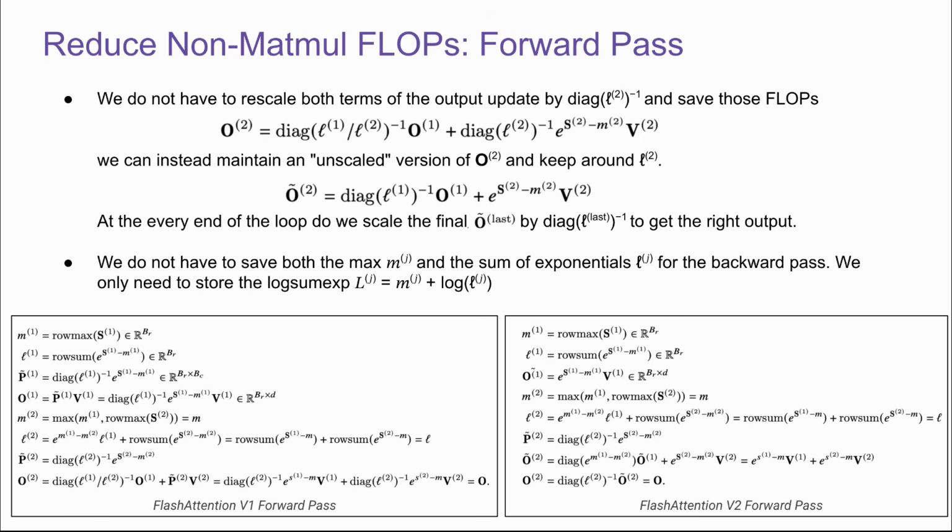simplify the rescale. So in the forward pass, we do not have to rescale both terms of the output update by the diagonal matrix of L2 and save those flops. This is the O2 from FlashAttention V1. We can instead maintain an unscaled version of O2 and keep around L2 like this. And at the very end of the loop, we scale the final O hat last by 1 over the diagonal matrix of L last to get the right output.